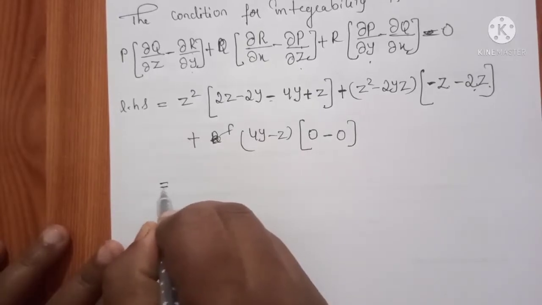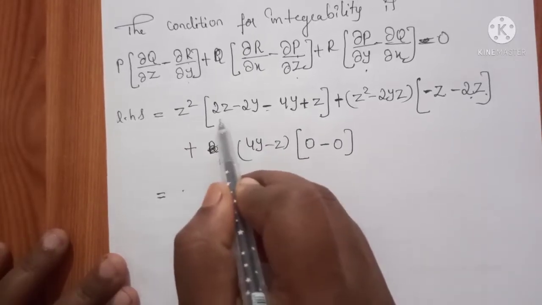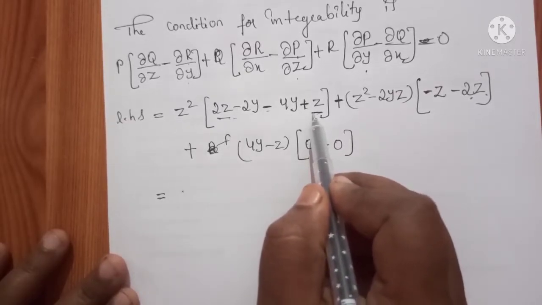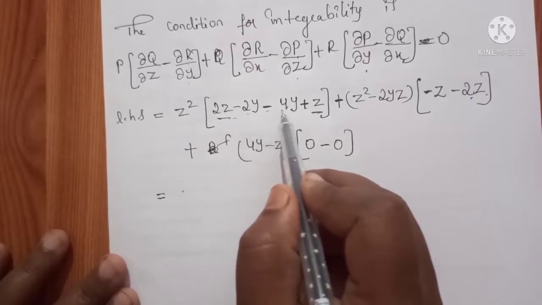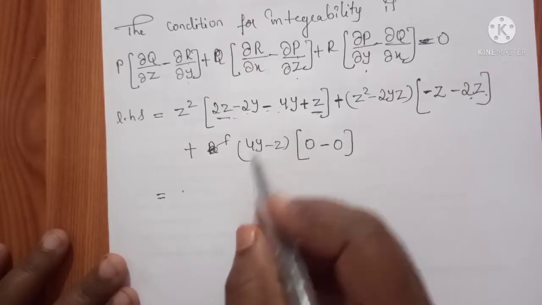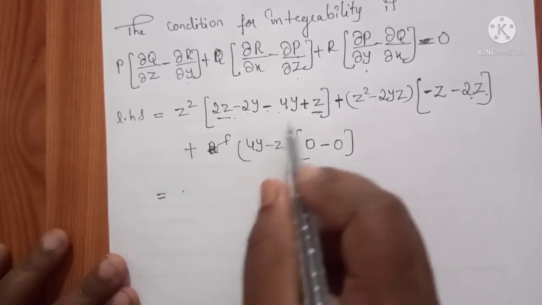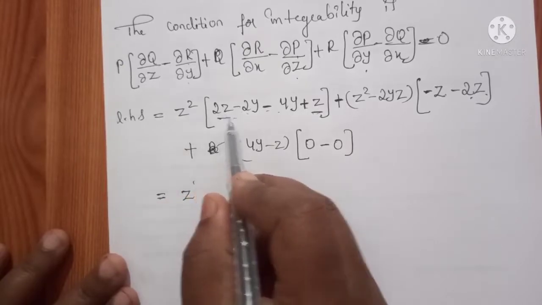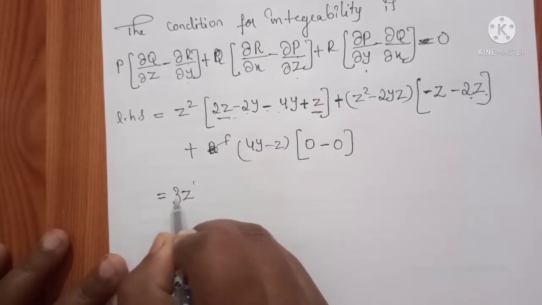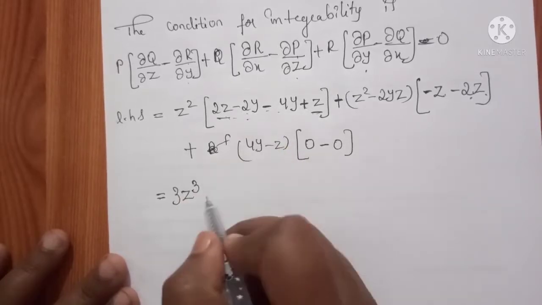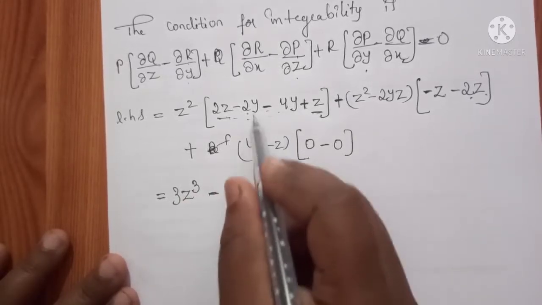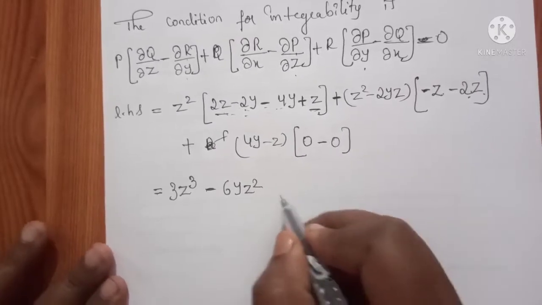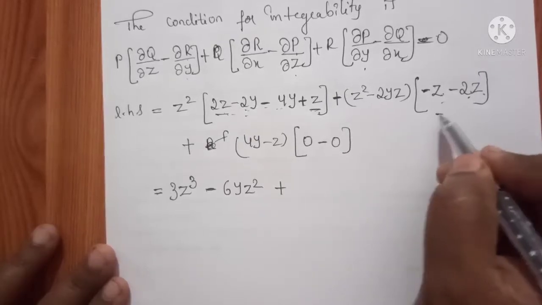Simplifying this, we get 2z minus z, that is 2z plus z, equals 3z, minus 2y into 4y, which is 6y. So multiplying this with this bracket, we get z² into 3z, that is 3z³, minus 2 plus 4 equals 6y into z². Here we get minus 3z.